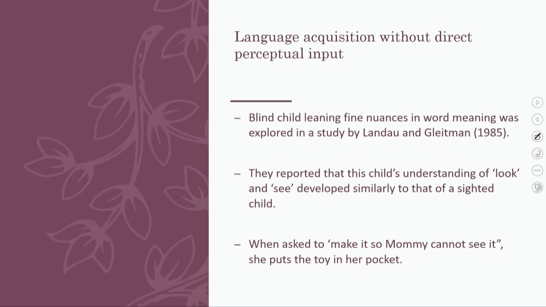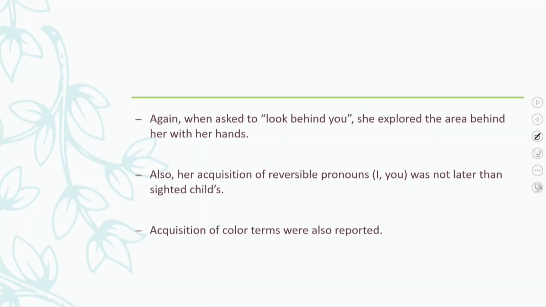So, when asked to make it so mummy cannot see it, she puts the toy in her pocket. This is one example that the study gives. Again, when asked to look behind you, she explored the area behind her with her hands, because that is how they will try to see. Also, her acquisition of the reversible pronouns I and you was not later than that of a sighted child.